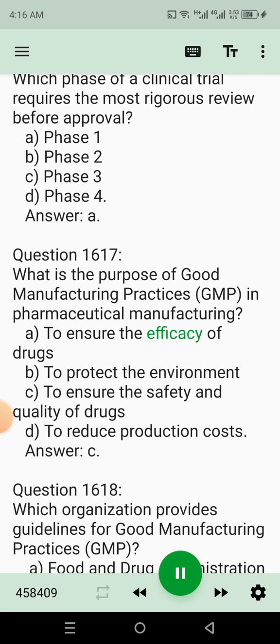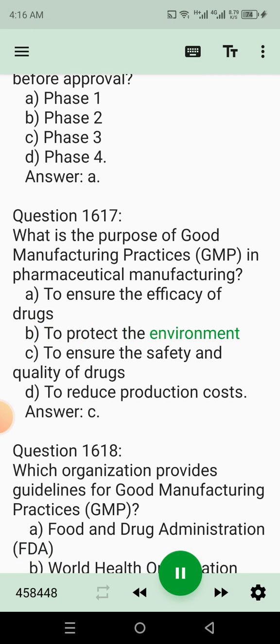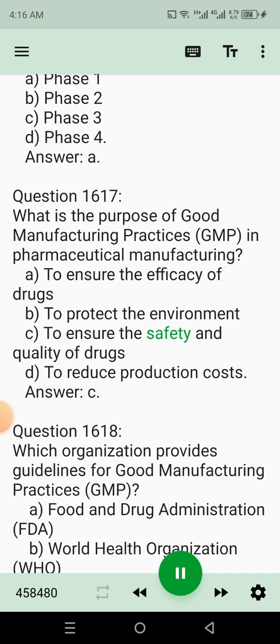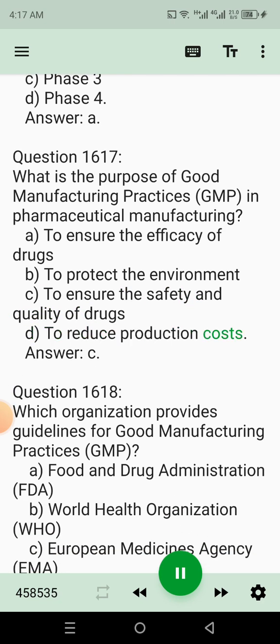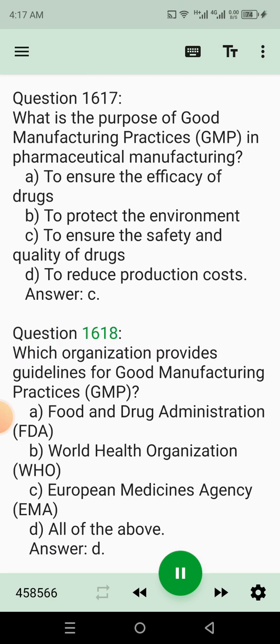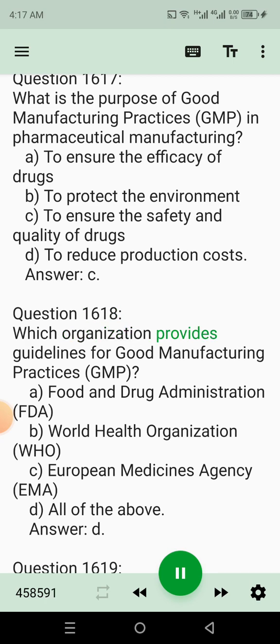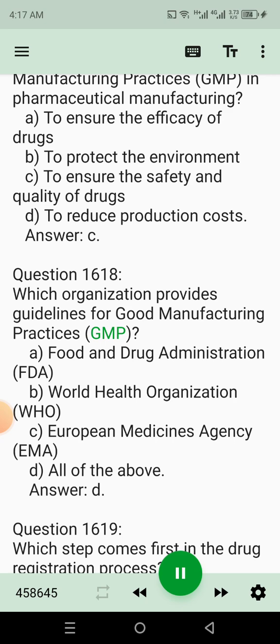Question 1617. What is the purpose of Good Manufacturing Practices (GMP) in pharmaceutical manufacturing? A. To ensure the efficacy of drugs. B. To protect the environment. C. To ensure the safety and quality of drugs. D. To reduce production costs. Answer: C.